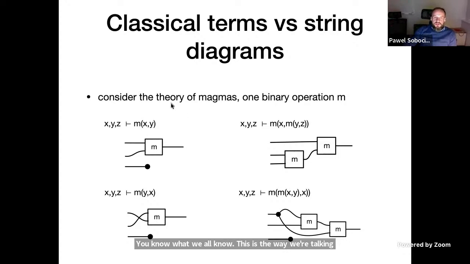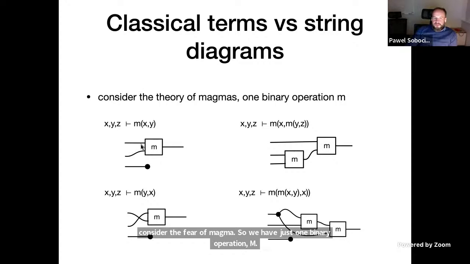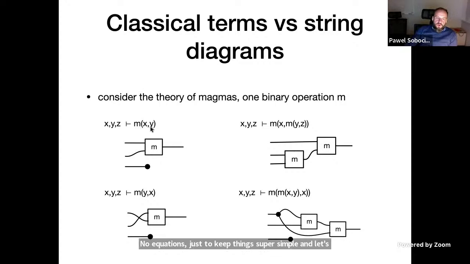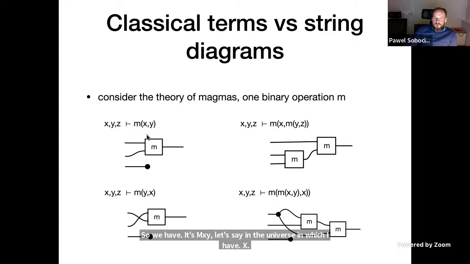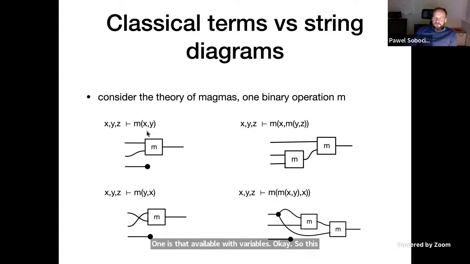Okay, so consider the theory of magmas. So we have just one binary operation m, no equations, just to keep things super simple. And let's consider some terms in this theory, right? So we have a term m(x,y), let's say in a universe in which I have x, y, and z available as variables. This forces you to be a little bit more careful about your universe of variables, the free variables in scope, which is one of the nice things about string diagrams. What's nice about applied category theory, again, is that it forces you to be a little bit more clear about your corner cases.